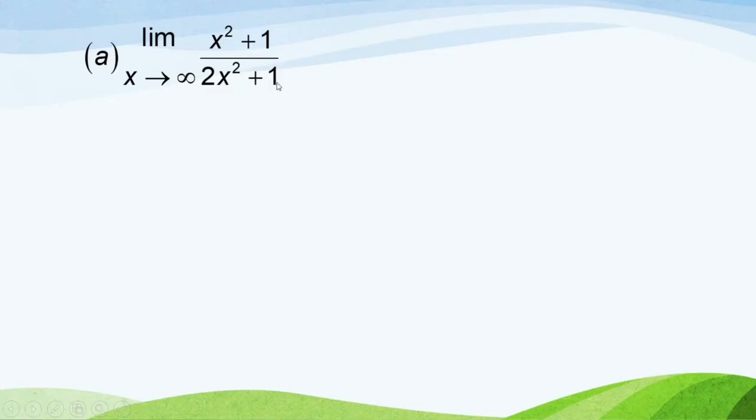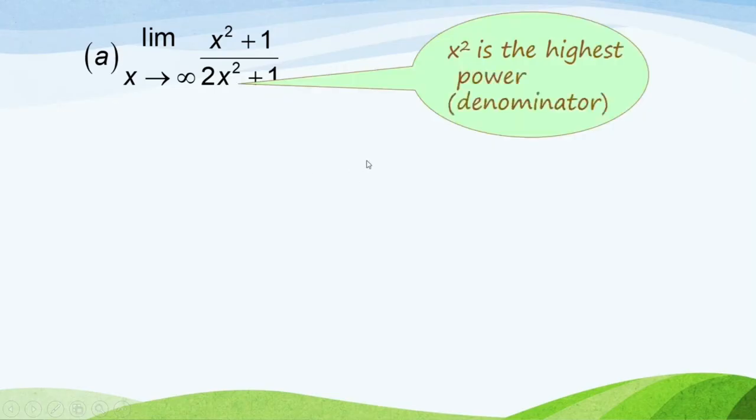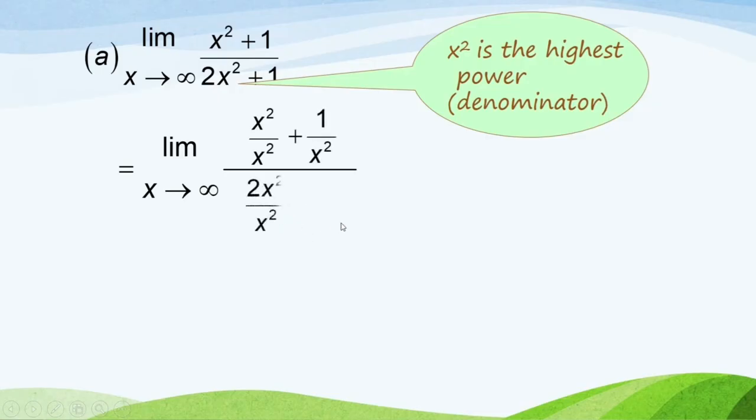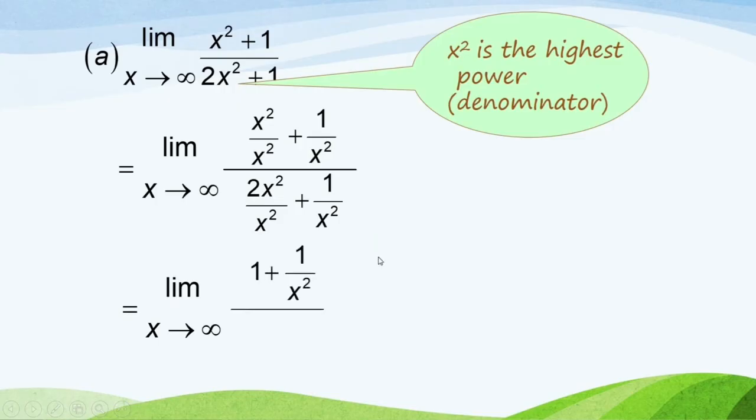For this question, we look at the denominator, and we can see that x squared is the highest power of the denominator, so we must divide all terms in this limit by x squared. x squared divided by x squared, and 1 also divided by x squared. 2x squared divided by x squared plus 1 divided by x squared. x squared divided by x squared, we get 1 plus 1 over x squared. 2x squared divided by x squared, we get 2, and plus 1 over x squared.